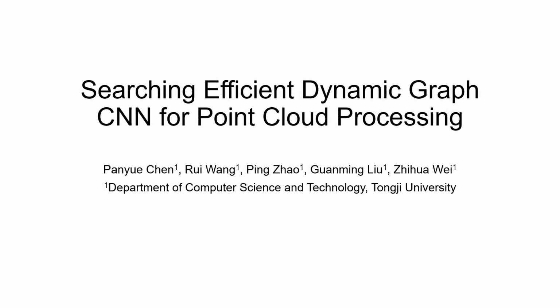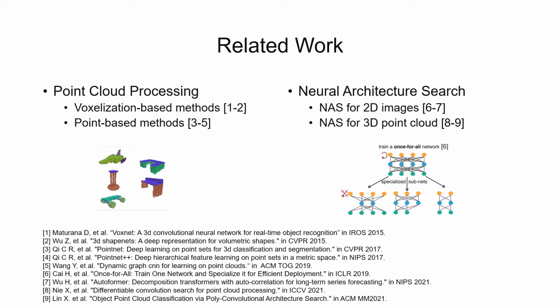In this work, we propose NAS-DGCNN, a novel one-shot NAS method for efficient point cloud processing. We focused on adjusting the architecture parameters of the network to improve efficiency. Point clouds provide rich information for a better understanding of the surrounding environment for machines.